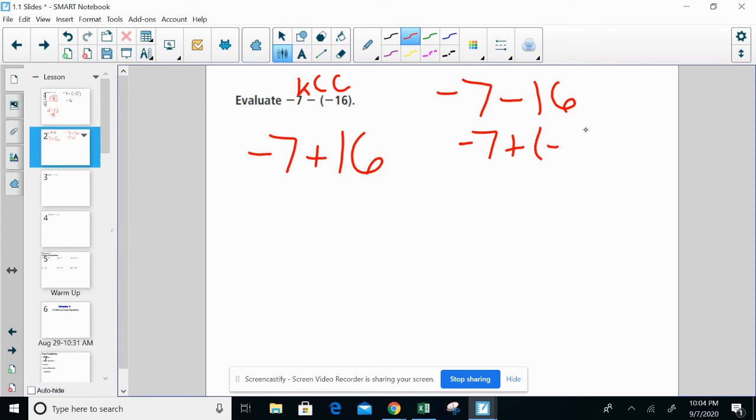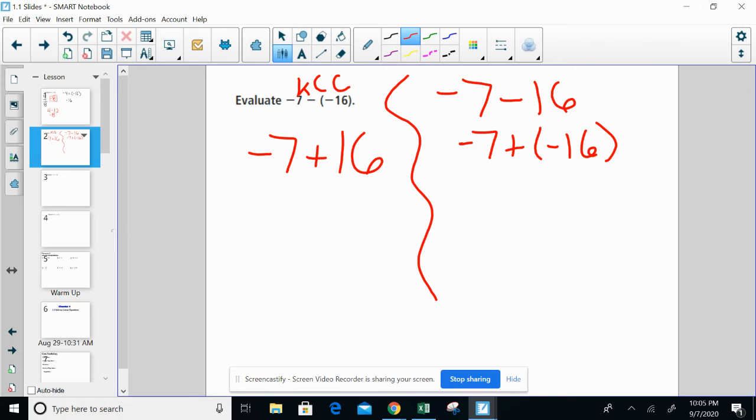a -16. So that was if it was a different problem. When I say keep, change, you can do it for any subtraction problem. You can see it makes it addition. So let's finish out that first problem where I did keep, change, -7 plus 16.